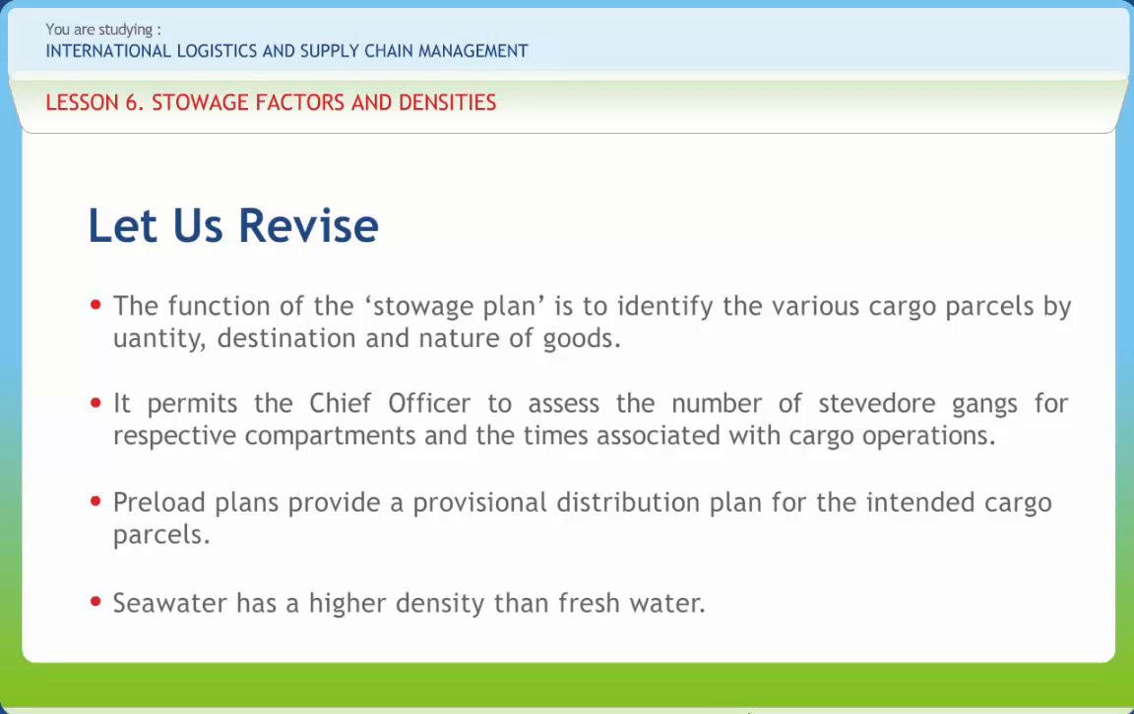Seawater has a higher density than fresh water. Seawater contains many dissolved substances, and these add mass to the water within which they are dissolved, thereby producing a greater mass per unit volume, or a density higher than that of pure water. The amount of salts dissolved in water is called salinity.